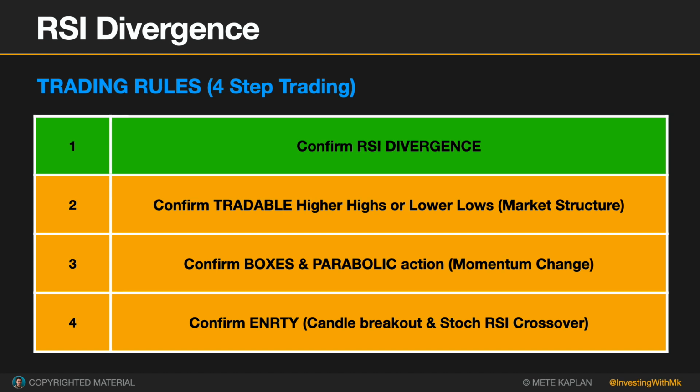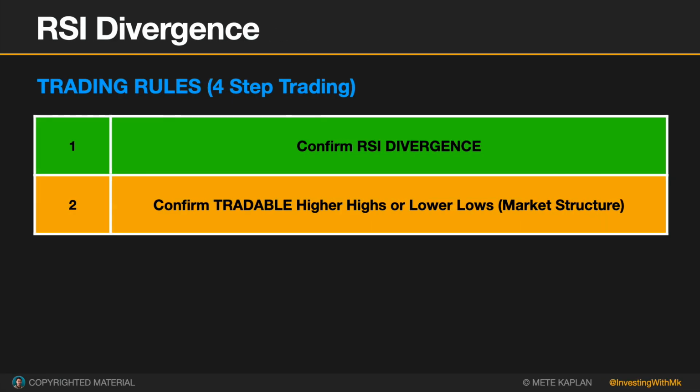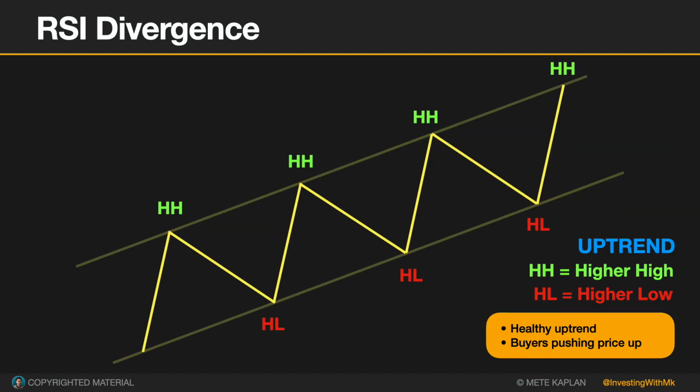We have already covered step 1, which is confirming RSI divergence. Again, there is a disagreement between price and RSI indicator. For example, the price is rising, but the RSI indicator is falling steadily. It's that simple. Let's continue with the step 2. Step 2 is confirm tradable higher highs or lower lows.